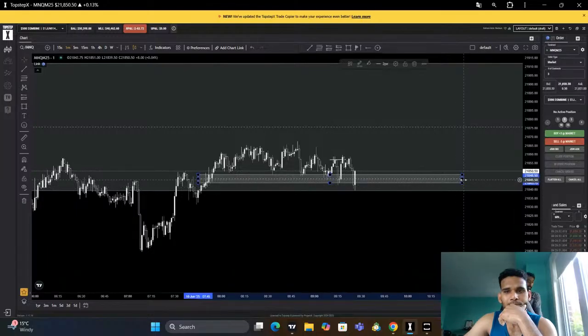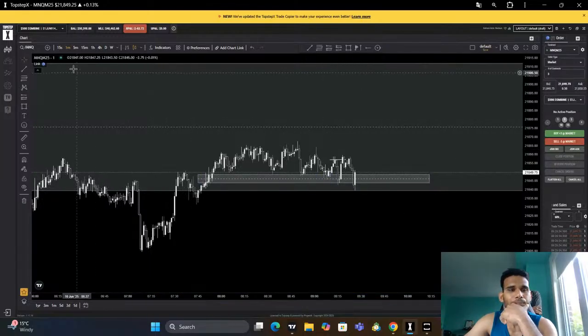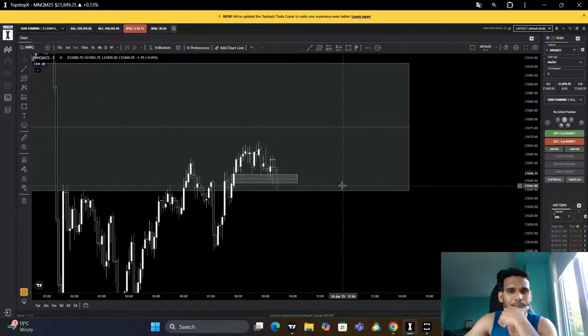M5 still holding. Might be a bit earlier.